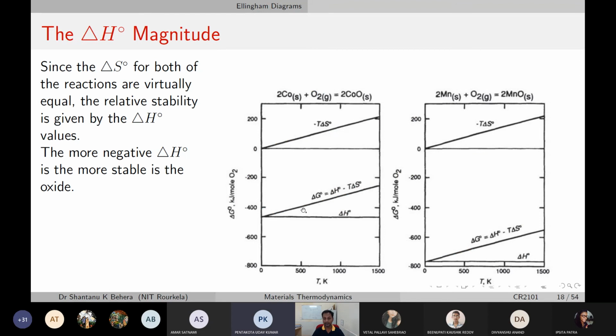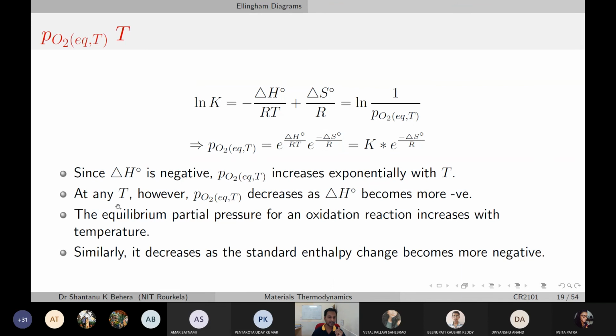That for a specific temperature, manganese, since its oxide is more stable, that means del H is a much more negative value, then for a specific temperature the amount of oxygen required for it to become oxidized is much less than the amount of oxygen required for cobalt to be oxidized. Why is that? Because del H is more negative in the case of manganese here. Which is what it says, that at any temperature, the PO2 decreases as del H becomes more negative.